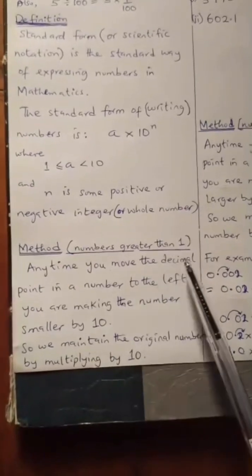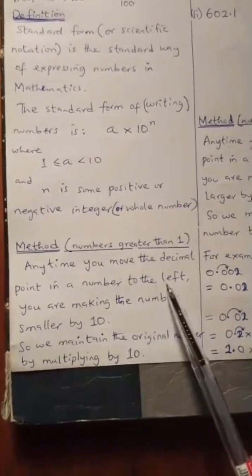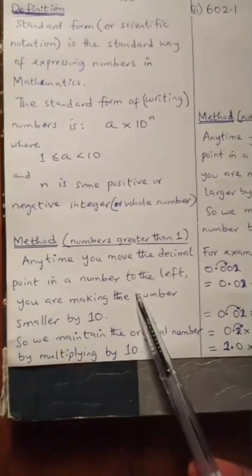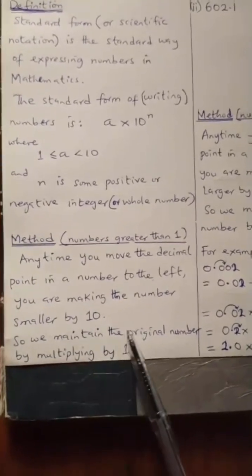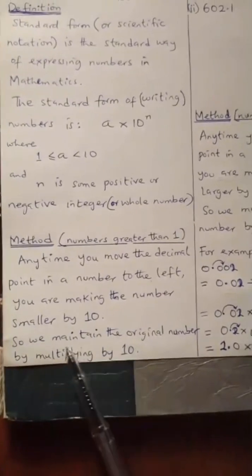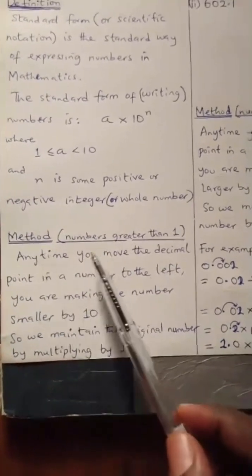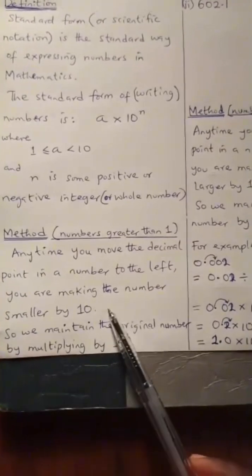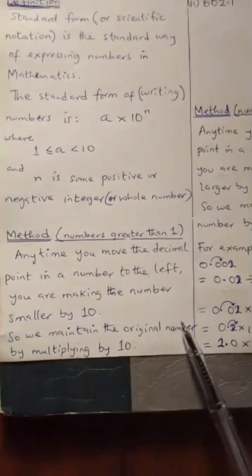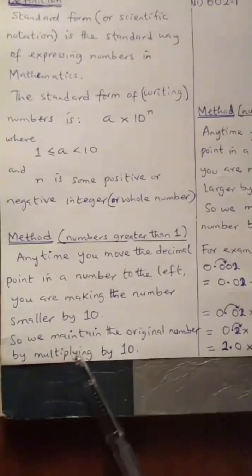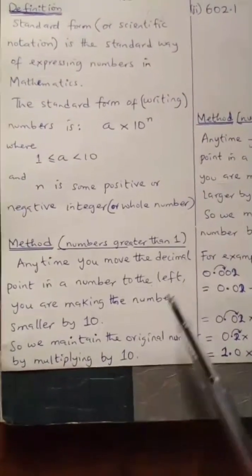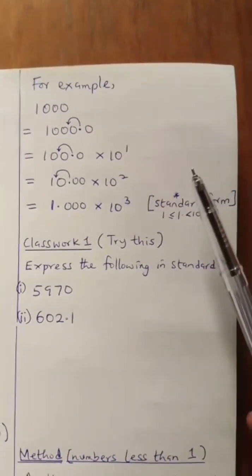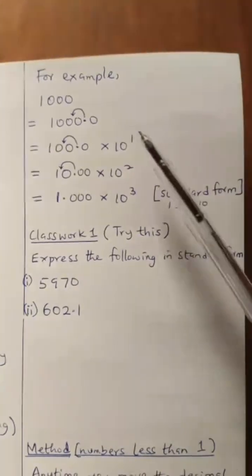Anytime we move the decimal point in a number to the left, we are making that number smaller by 10. So to maintain the original number, we have to multiply by 10. Anytime you move the decimal point in a number to the left, you are making the number smaller by 10, so we maintain the original number by multiplying by 10. Remember, when you multiply a number, it gets bigger.